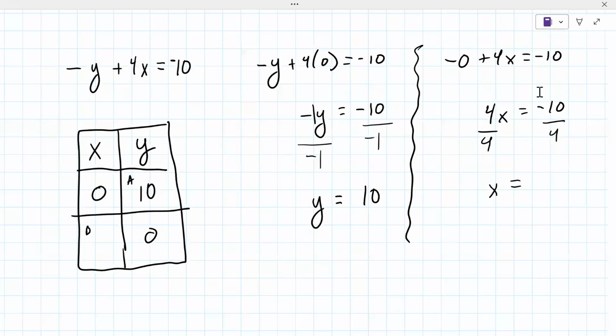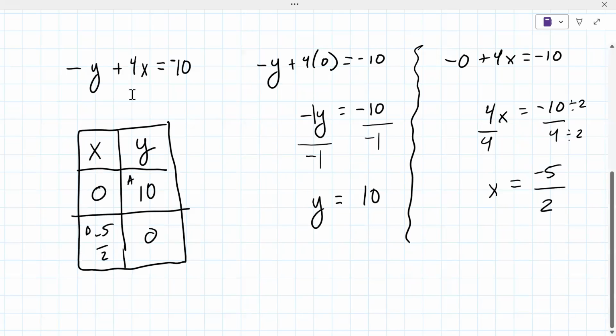It'd be negative. Wait, would it become a decimal? They're both divisible by 2. No. Nope, let's stick with fractions for now. Would it be 5/2? What about this negative? Oh, -5/2? Okay, that's B.